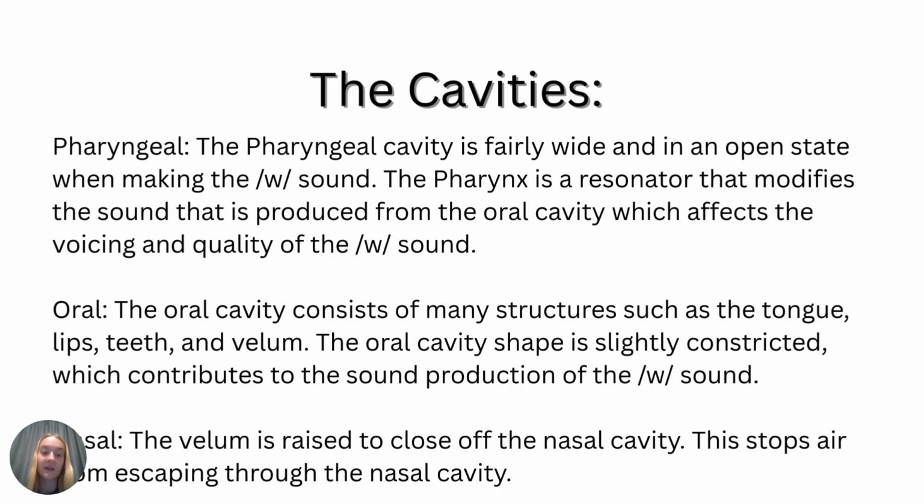The oral cavity consists of many structures such as the tongue, lips, teeth, and velum. The oral cavity is slightly constricted, which contributes to the sound production of the W sound. In the nasal cavity, the velum is raised to close off the nasal cavity. This stops air from escaping through the nasal cavity.